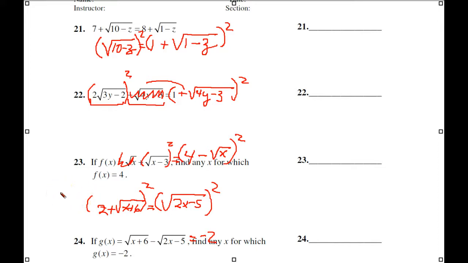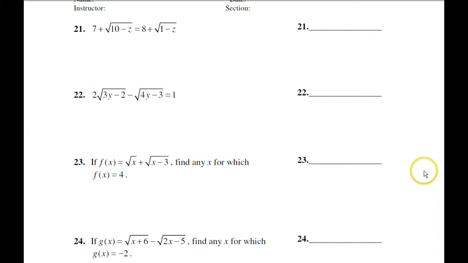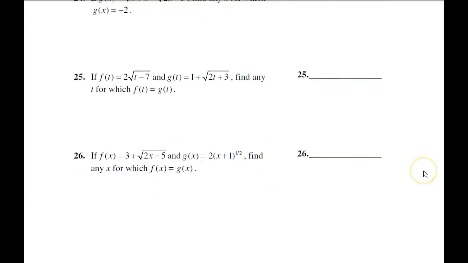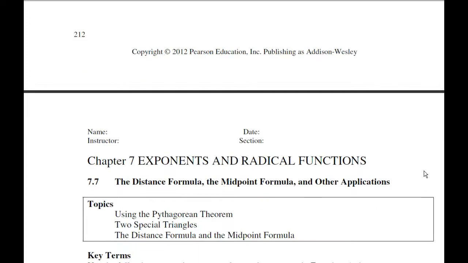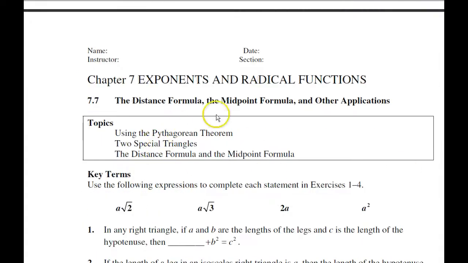And again, once you get your answers, you need to check to see if in fact you are getting extraneous roots. And I think that's all we're going to do. Now we have section 7 that we're skipping, and we'll go on to section 8, which is complex numbers.